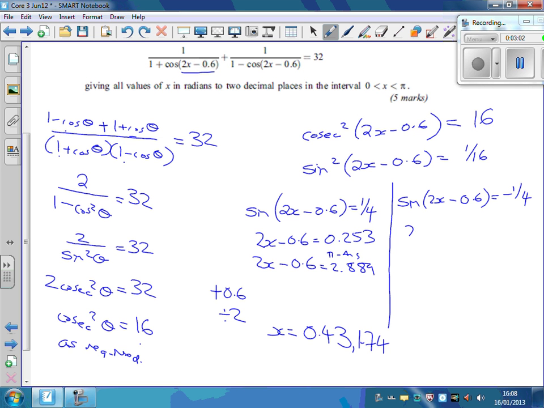Similar idea here, that we've got 2x minus 0.6 equals, of course, when you do the inverse sine of that, you're going to get a minus 0.253, and when you do pi minus that, it's going to give us 3.394. Again, add the 0.6 and divide by 2 gets us another 2 answers. This one's actually exact, pretty close to 2.00, and the other one is 0.17. Not many people made errors there once they got that far.